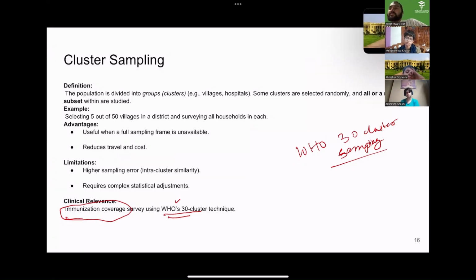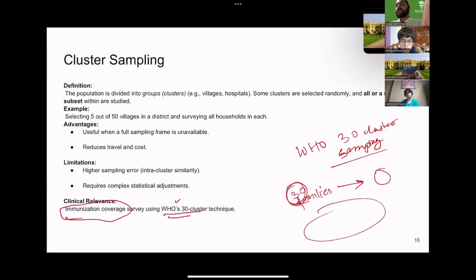So how do you find out? What WHO did was, they devised a method. For an entire population, they will divide it into clusters of 30 families, right? And they will select 7 such clusters in an area.